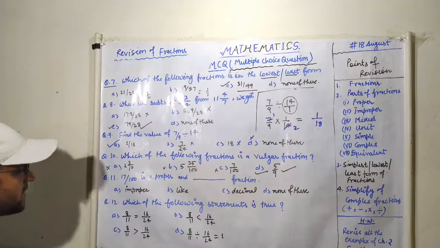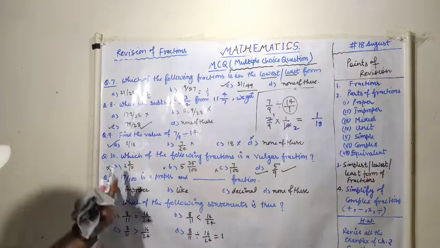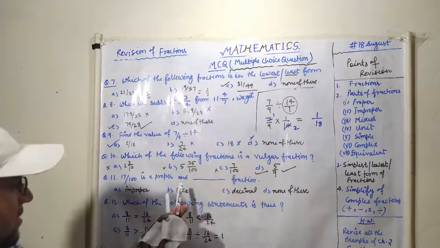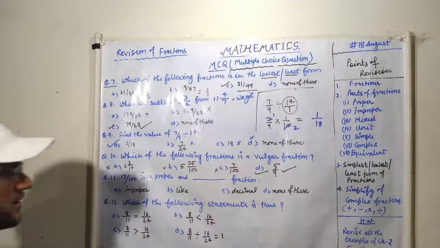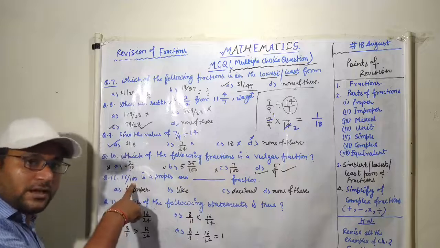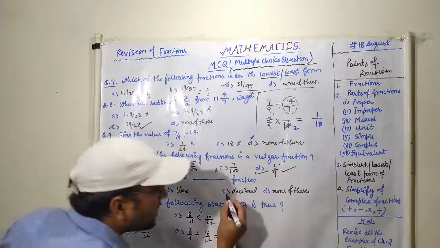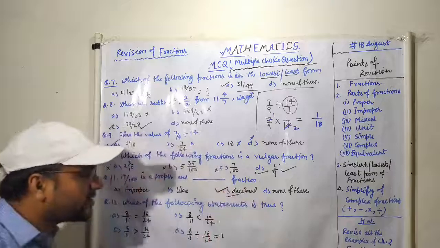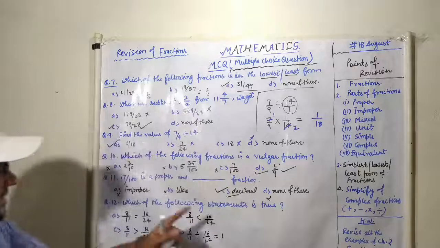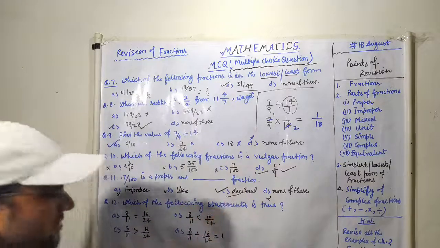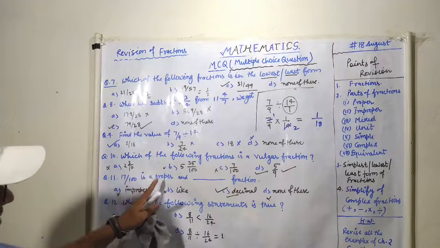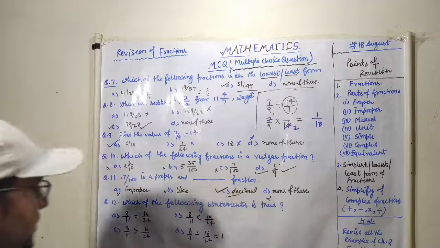Now question number 11. 7 upon 100 is a proper fraction. Yes, a fraction whose numerator is less than its denominator is known as a proper fraction. If the denominator is a power of 10, any power of 10, that fraction is also known as a decimal fraction. So which option is going to be correct? Option C. Options B, A, and D are wrong in this case. So question number 11, option C, decimal fraction. 7 upon 100 is a proper and a decimal fraction.